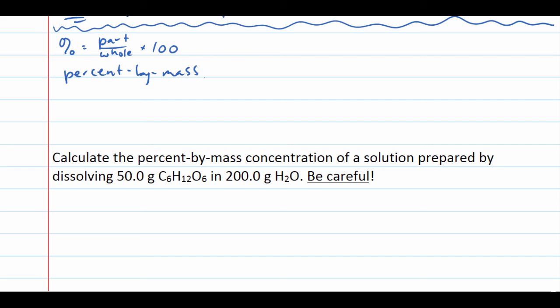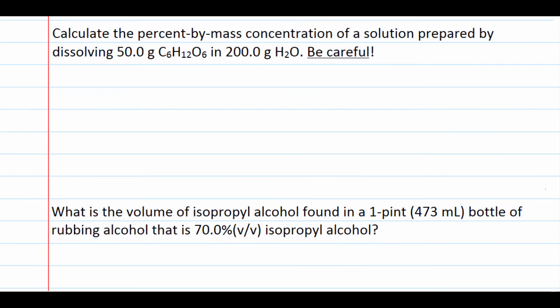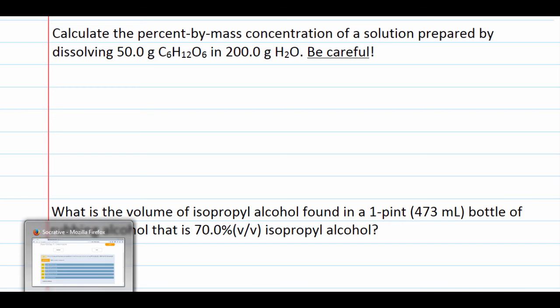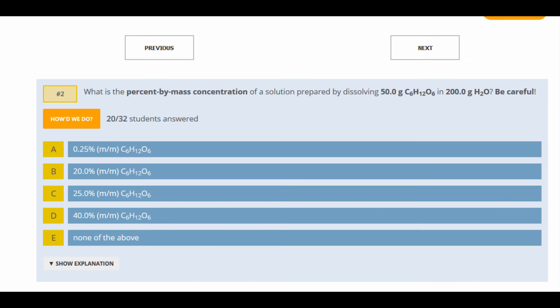Percent by mass gets labeled as a percent M over M. Percent by volume is labeled as a percent V over V. And then we'll talk about the other two in just a bit. So go ahead and calculate the second one here. First one, we're still waiting for answers on your Socrative app. We've got 20 of you that locked in answers.